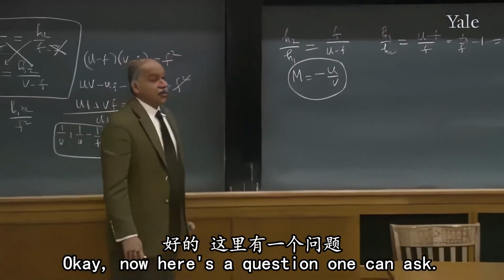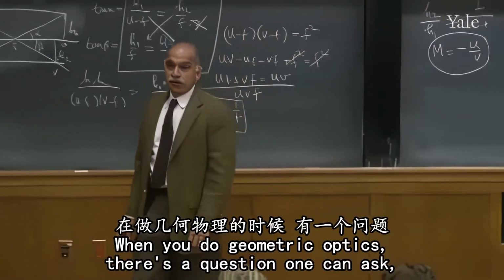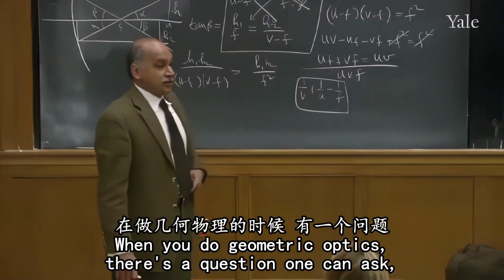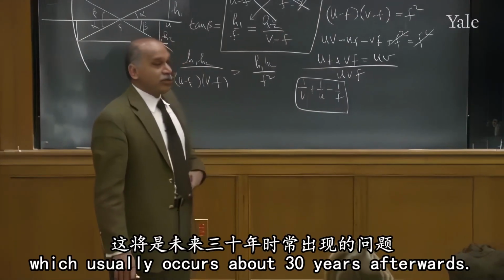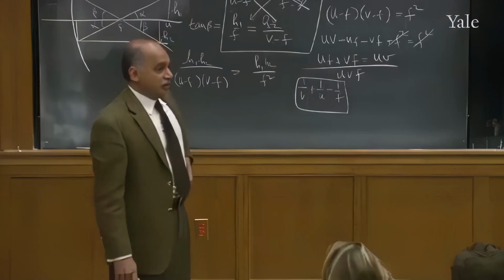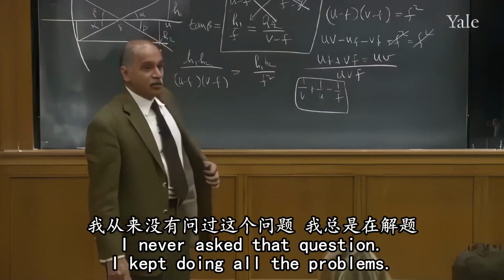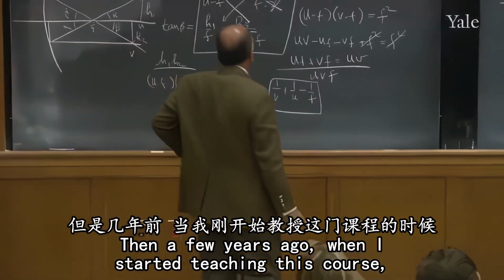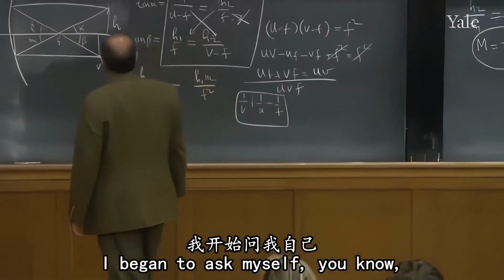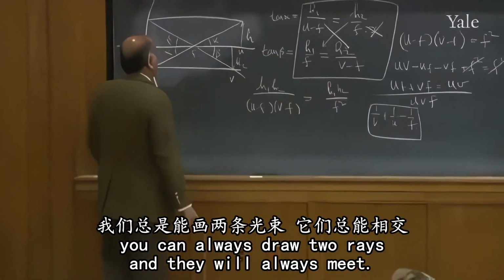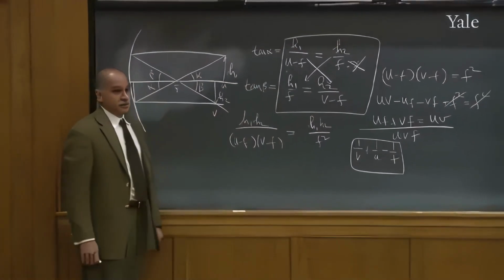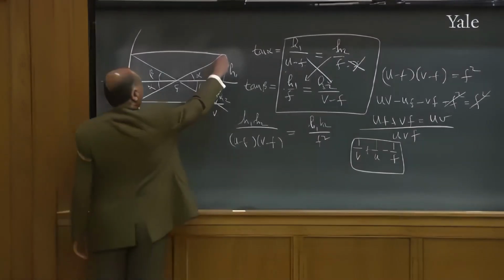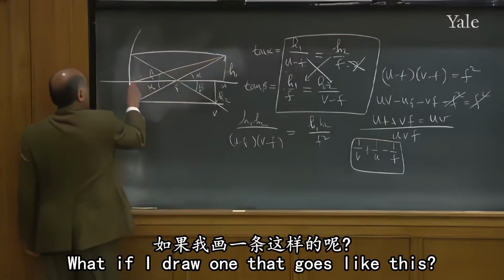Okay, now here's a question one can ask. When you do geometric optics, there's a question one can ask, which usually occurs about 30 years afterwards. I never asked that question. I kept doing all the problems. Then a few years ago, when I started teaching this course, I began to ask myself, you can always draw two rays and they will always meet. What if I draw another one? What if I draw one that goes like this?